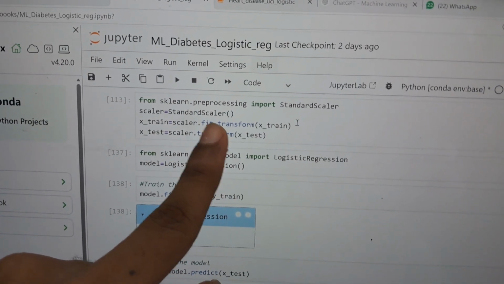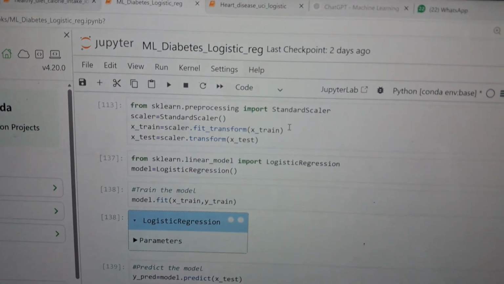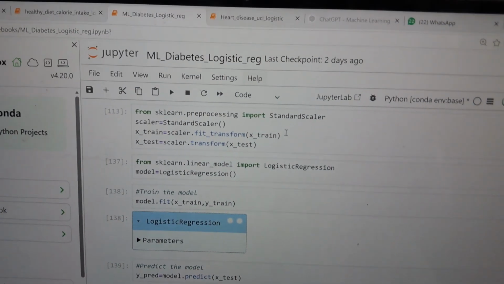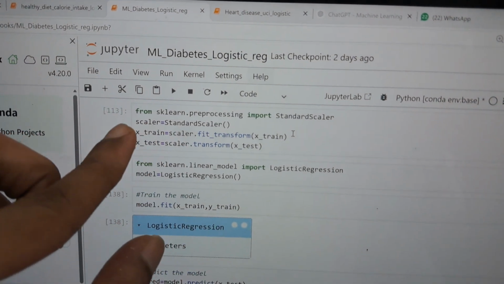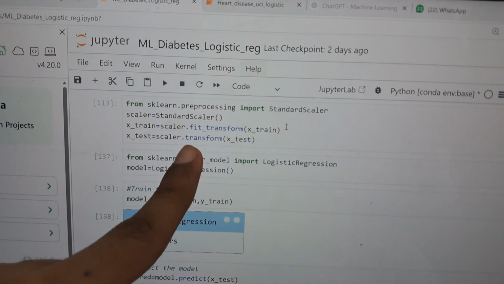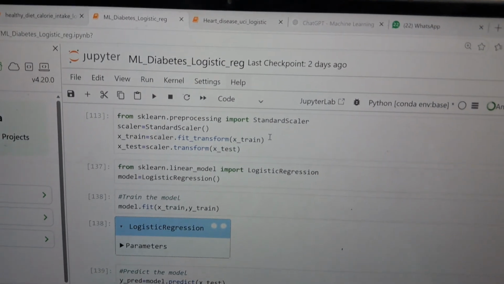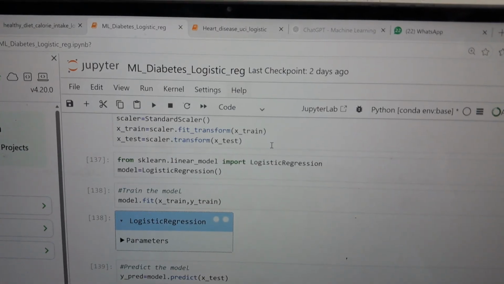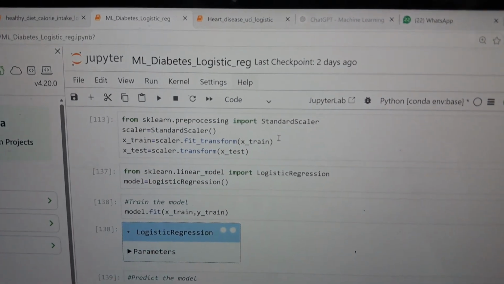For testing data I don't use fit. Fit means it will learn the mean and standard deviation of the training data. In testing data I do not find the mean and standard deviation, otherwise it causes data leakage. So I'll use the same mean and standard deviation from the training data. I don't use fit again, I'll just transform the testing data. So now I have standardized the data. This is known as feature scaling, pre-processing.